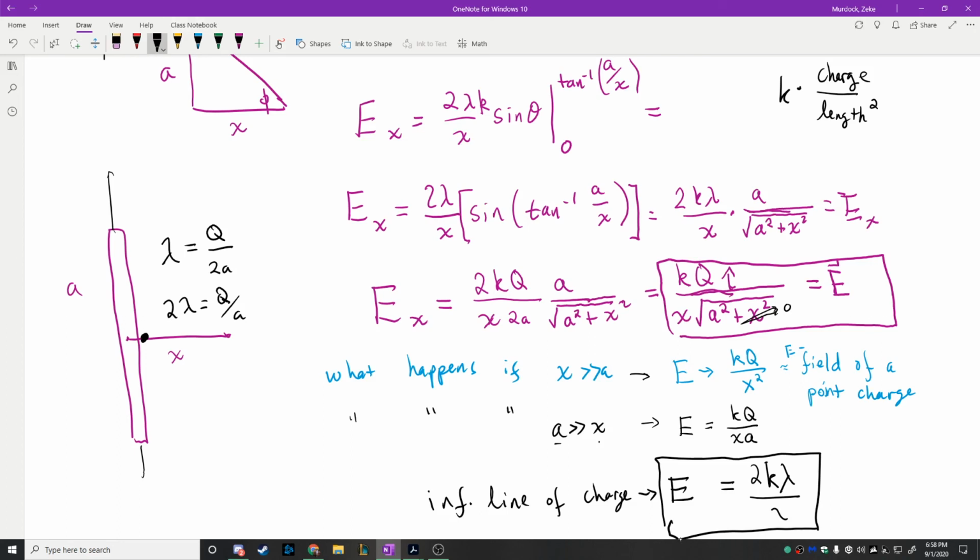There we go. That's the result for the infinite line of charge. You replace q over a with 2 lambda. So there's the 2 lambda. You leave the k and the x inside there.